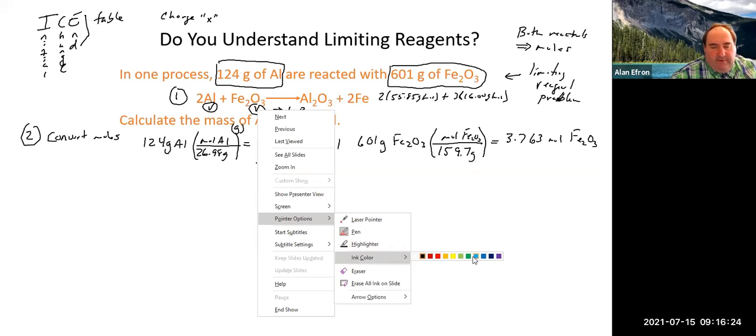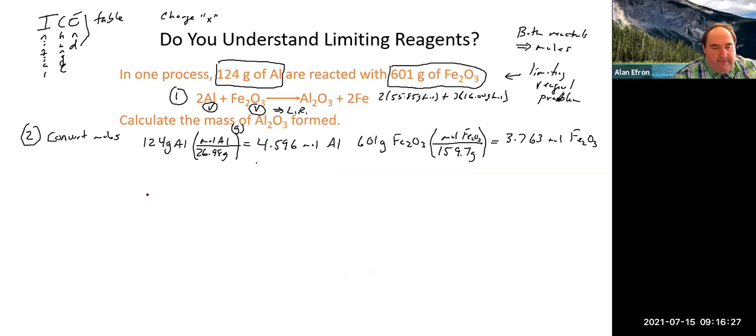So to do the ICE table, since the equation is up there, I'm going to rewrite the equation here, which is 2 aluminum plus our iron 3 oxide goes to our aluminum oxide plus our iron. All right, and we're going to basically start our ICE table with our I. I stands for initial moles. So we calculated that. For aluminum, it is 4.596 moles. For iron 3 oxide, it is 3.763 moles.